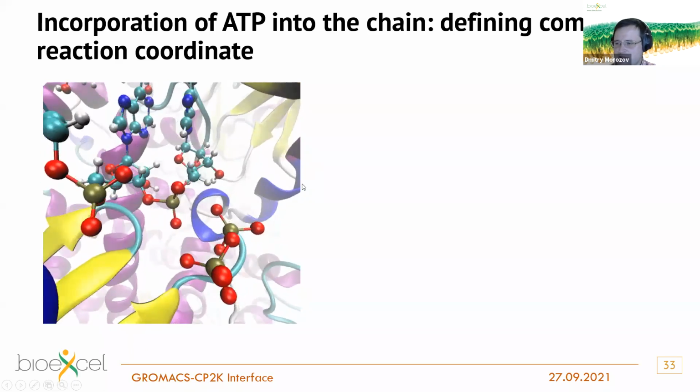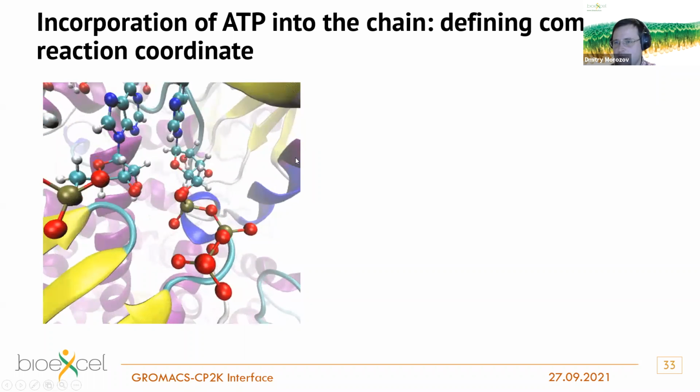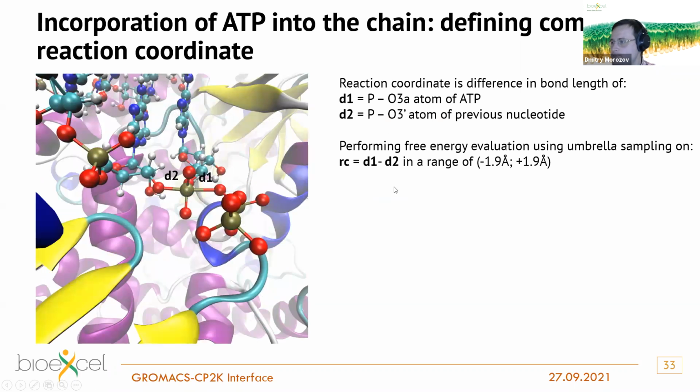The problem is that the reaction coordinate is really complex. It's not so simple. Usually when you read the literature about these enzymes, the reaction coordinate is defined as a difference between two distances: the distance from this phosphorus atom to this oxygen atom of the ATP, and the distance between this phosphorus and the oxygen atom of the previous nucleotide already in the chain. For that, you need to use a complex, collective variable, which is the difference between two distances, and scan over that.